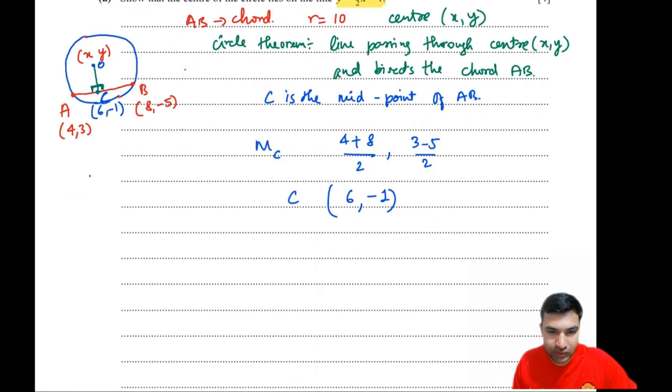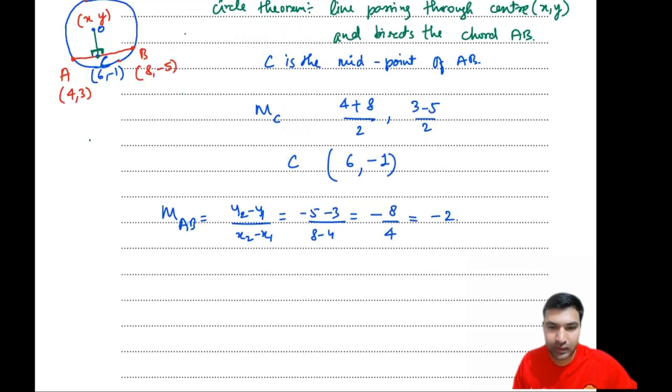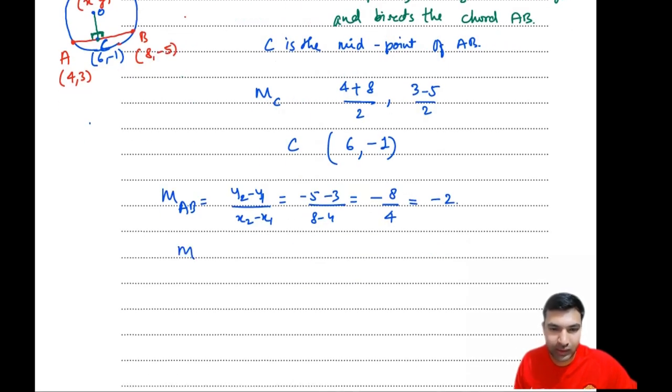So let's quickly find what is the slope of AB. So slope of AB is y2 minus y1 over x2 minus x1, which is -5 minus 3 over 8 minus 4. That turns out to be -8 over 4. That turns out to be -2. So the slope of line AB is this. So what will be the slope of a line that is perpendicular to it? Slope of the line OC, the required line, let it be OC, a part of it, that will be the negative reciprocal of -2, which turns out to be positive 1 over 2.